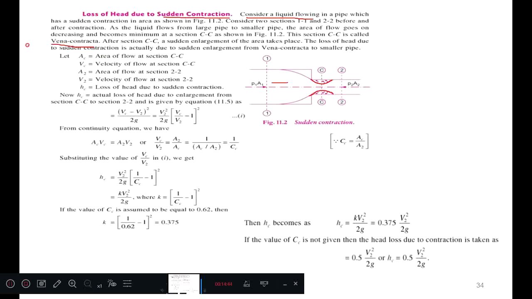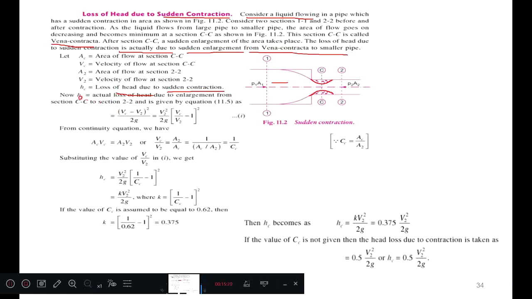The loss of head due to sudden contraction is actually due to sudden enlargement from the vena contracta to the smaller pipe. Again, let AC be the area of flow at section CC, and VC the velocity of flow at section CC. A2 is the area of flow at section 2-2, and V2 is the velocity of flow at section 2-2, and HC is the loss of head due to sudden contraction. Now HC is the actual loss of head due to sudden enlargement from section CC to section 2-2.